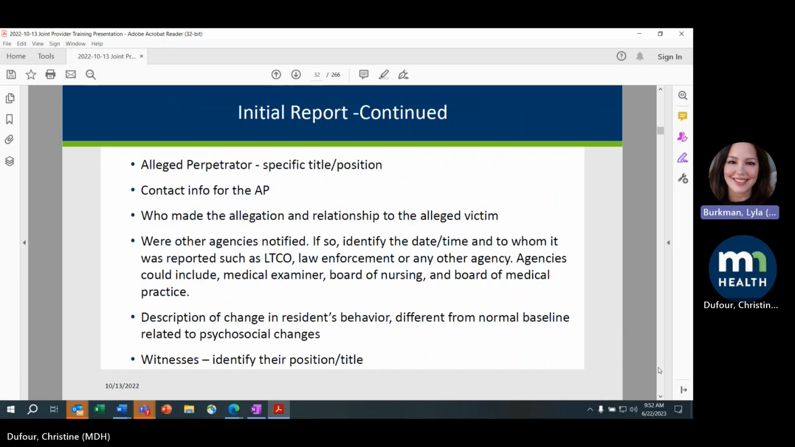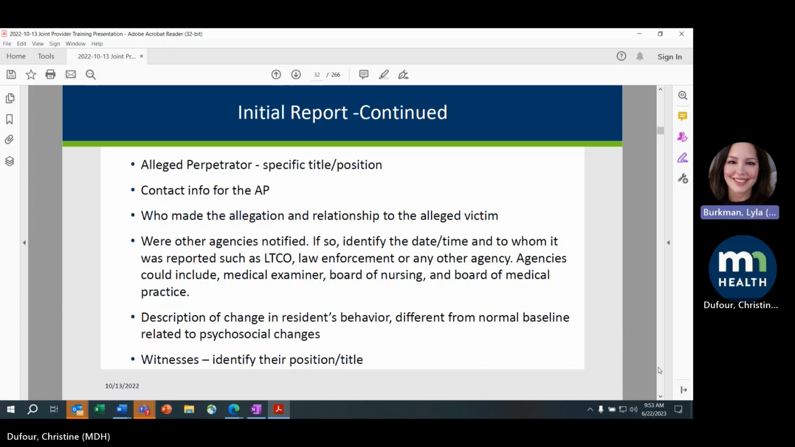It must include the alleged perpetrator and their specific title or position. Contact information for the alleged perpetrator. Who made the allegation and relationship to the alleged victim? Were other agencies notified? If so, identify the date, time, and to whom it was reported, such as the Ombudsman's Office, law enforcement, or any other agency. Agencies could include the medical examiner, Board of Nursing, and Board of Medical Practice, for example.